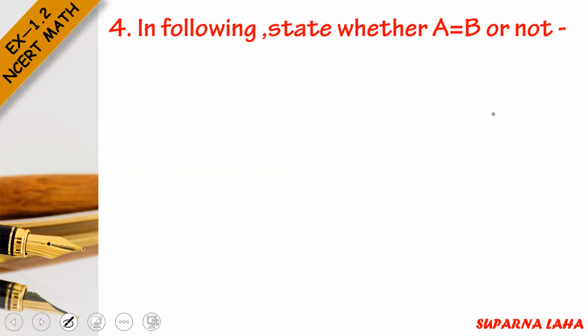Next question. In the following, state whether A is equal to B or not. Some set A and set B will be given, and you need to identify whether they are equal or not. So the first one is given: A is {A, B, C, D} and the second set B is {D, C, B, A}.